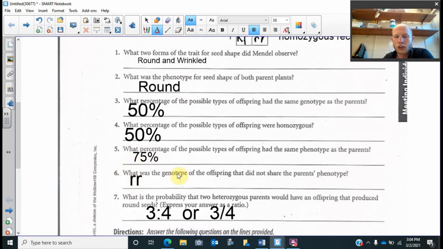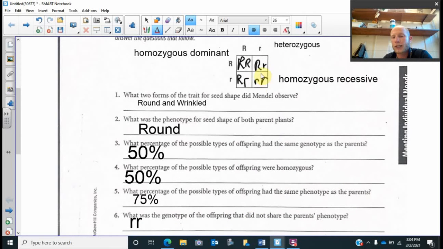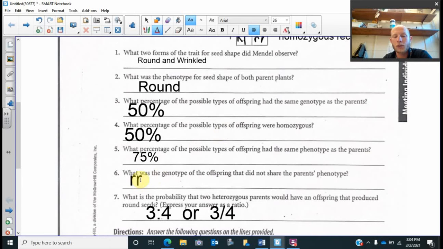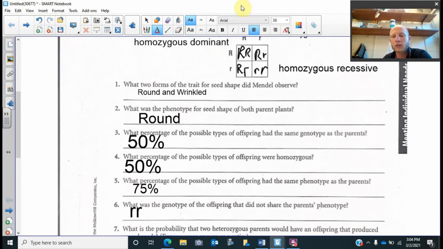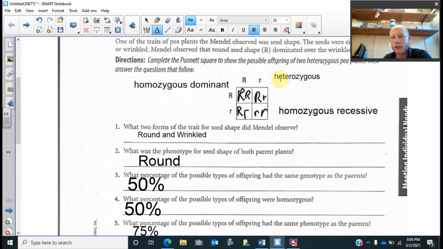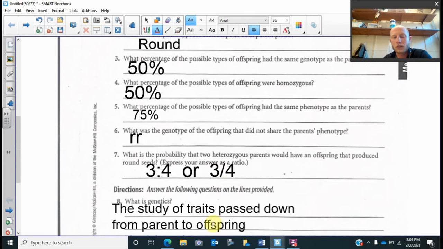Number 6, what's the genotype? It's only asking for a genotype here of the offspring that did not share the parent's phenotype. This is the guy that did not share the phenotype. Remember, he's wrinkled, so what's his genotype? It's little r, little r. And it says, what's the probability that 2 heterozygous parents, are these guys heterozygous? Yes, they are. They're different, right? Big R, little r, big R, little r.